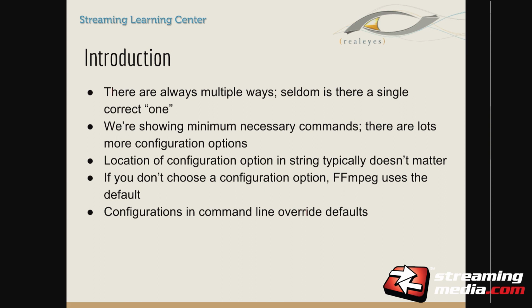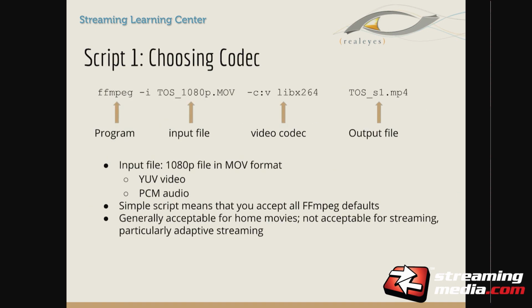Just as a general rule, the location of the configuration option in the command line structure doesn't matter. If you don't choose a configuration option, FFmpeg uses the default, and that is a big deal, and you'll see why in a second. If you configure in the command line, that's going to override any default, and you'll see what I mean in a second. So this is the basic FFmpeg command script. It's the command line. You run FFmpeg. -i is the input file. -c:v is the codec. In this case, it's x264. And the output file is tos.mp4.